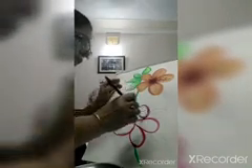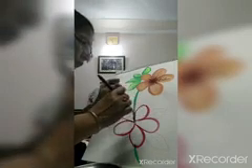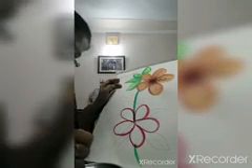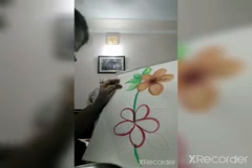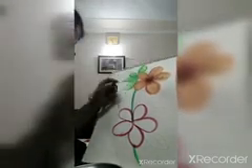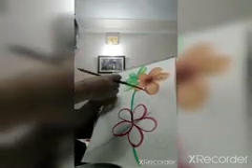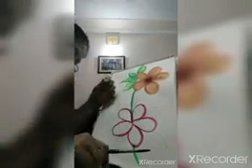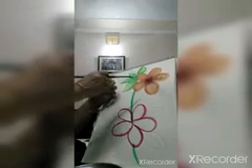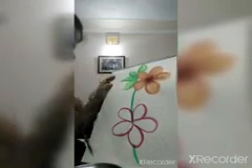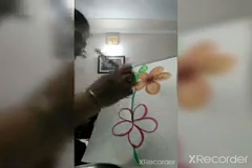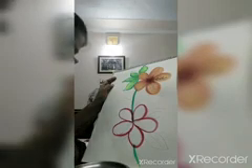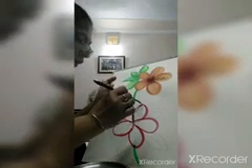After outlining, we will give light effects of the color. So we will take for light effects yellow color, lemon yellow color. After outlining, we will fill this flower from upper to lower side.